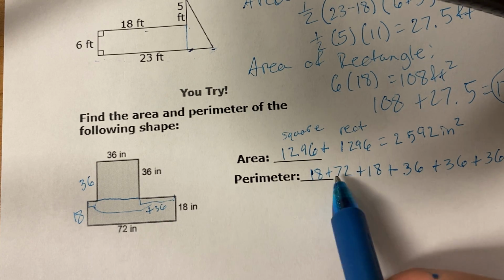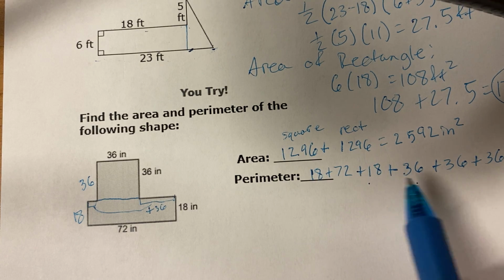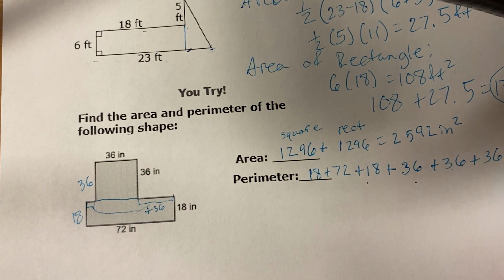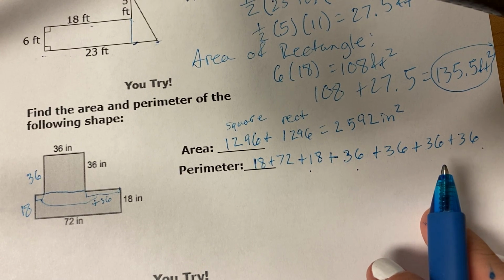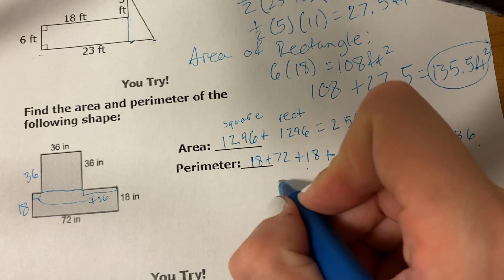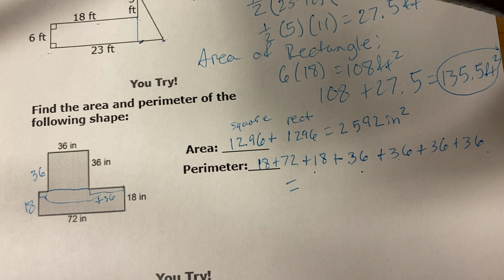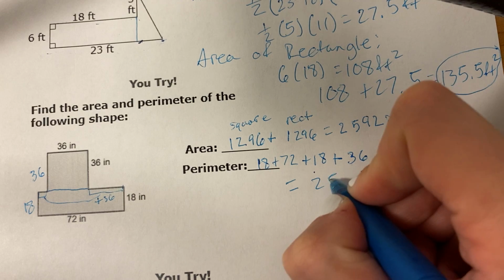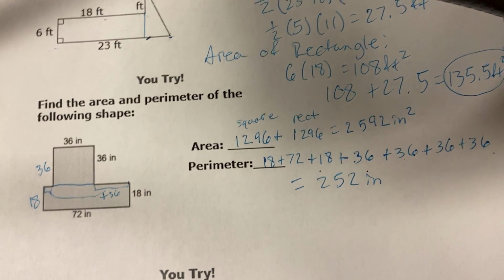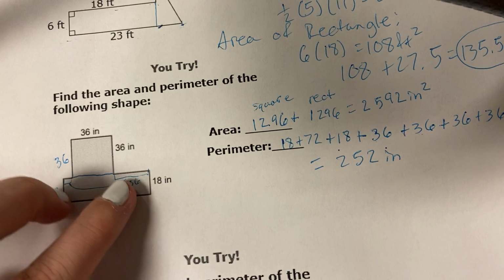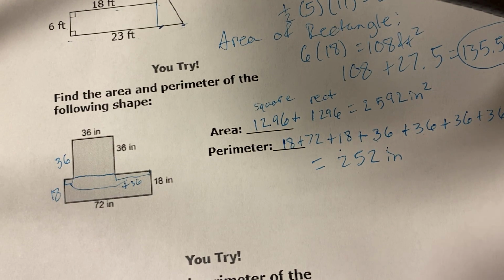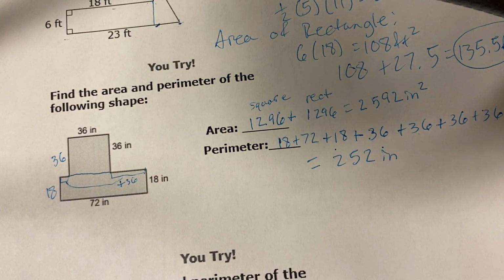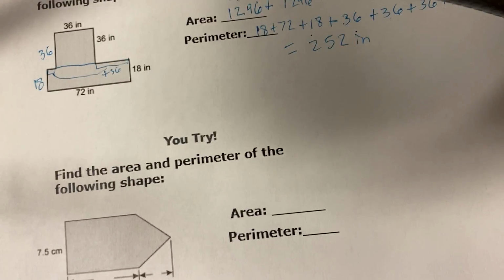18, let me make sure I did this right. 18 plus 72 plus 18 plus 1, 2, 3, 4 36s. All right, all together give me 252 inches. All right, and I won't give you a problem like this. That was a little tricky seeing that, so I wouldn't give you that, but still, it's a good challenge for some of y'all.